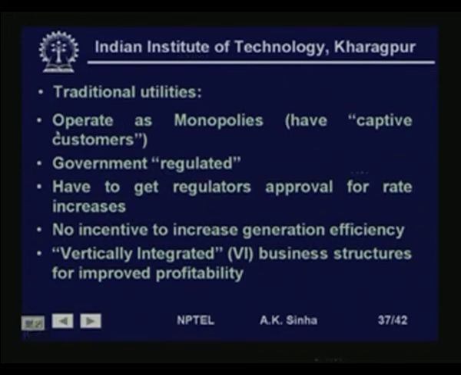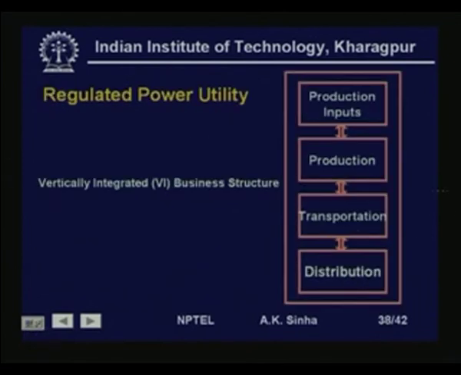Traditional utilities were operated as monopolies. They were mostly government regulated. State electricity boards had to get regulator's approval for rate increases. They were not running as a business, but more as a government department, and therefore there was no incentive to increase efficiency, because there was no motive for profitability of the system. This is the structure that we call the vertically integrated business structure: production, transportation, distribution, everything is in the same hand.